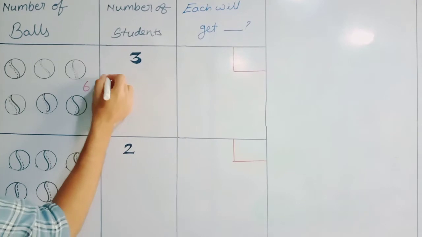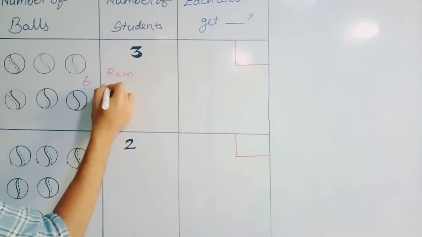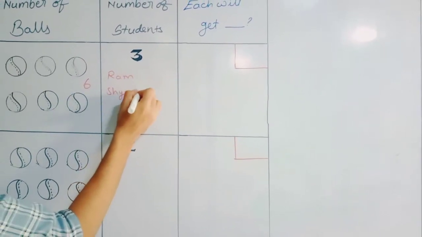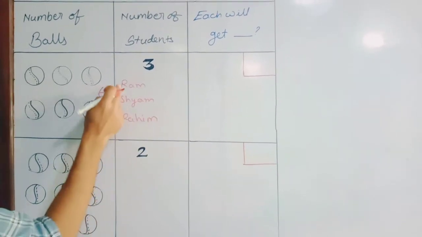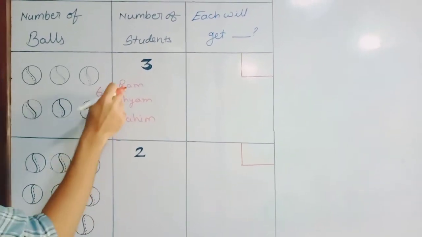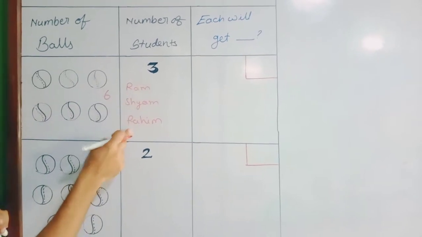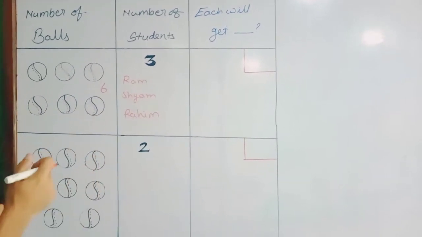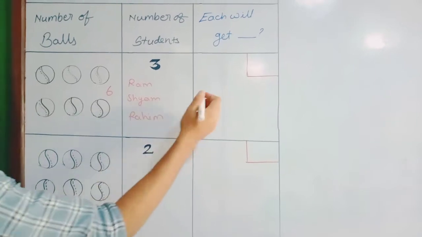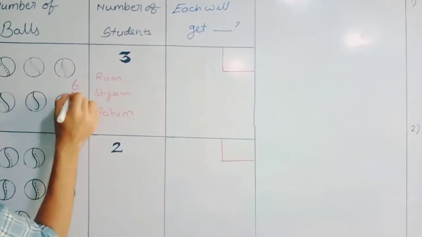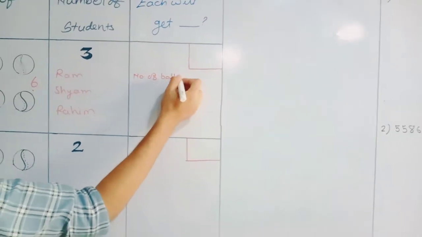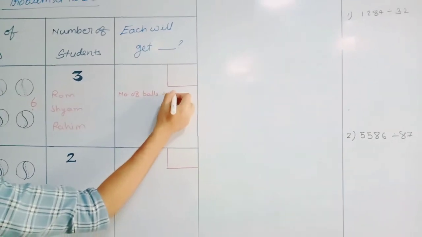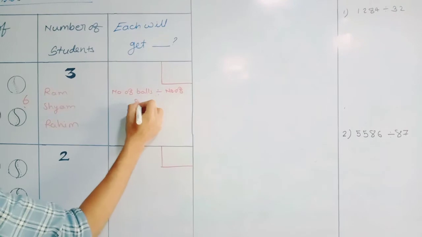Suppose the first one is Ram, the second one Syam, and the third one Rahim. How many balls will each of these 3 get? How are we going to find it? We are going to do the division. It means the number of balls divided by the number of students.